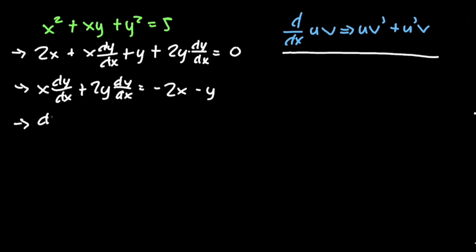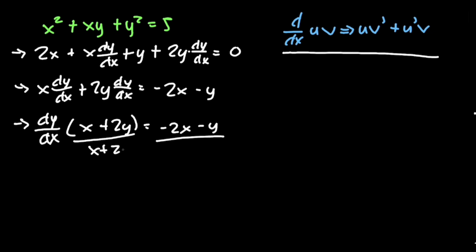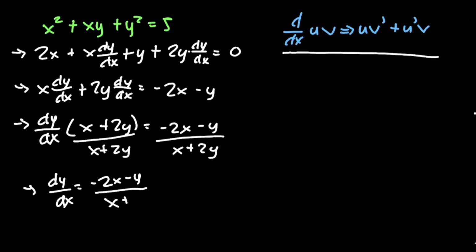Factor out dy over dx here, so we'll get dy over dx multiplied by x plus 2y. Divide both sides by x plus 2y, which the final answer will be dy over dx is equal to negative 2x minus y over x plus 2y.